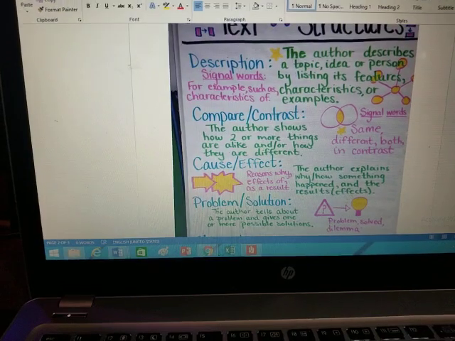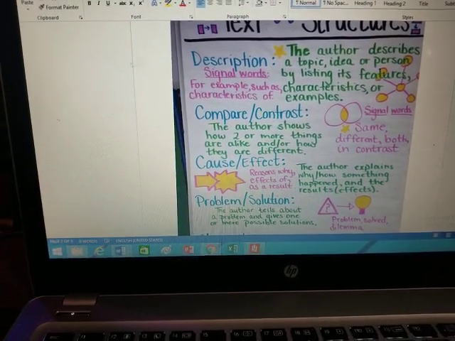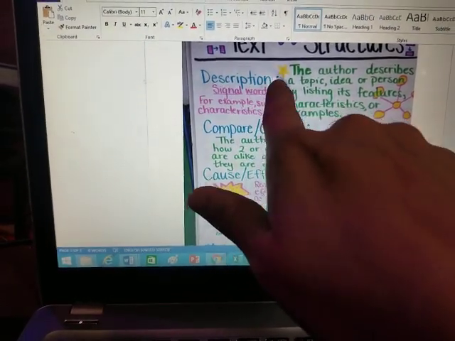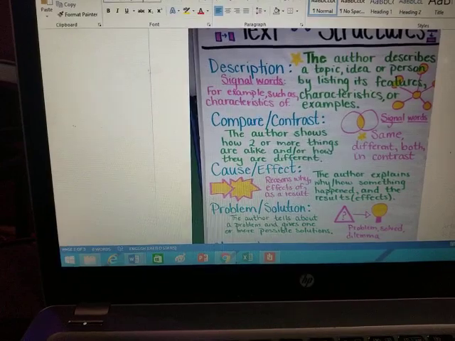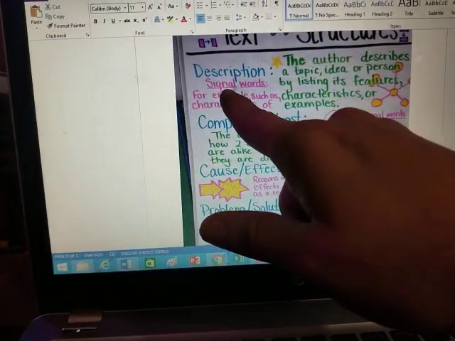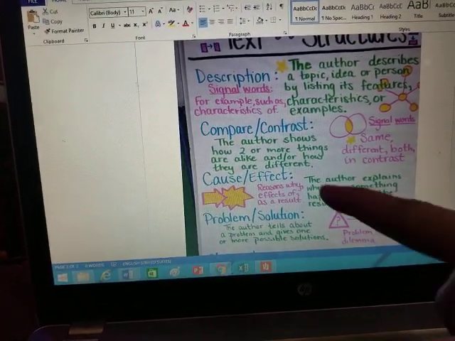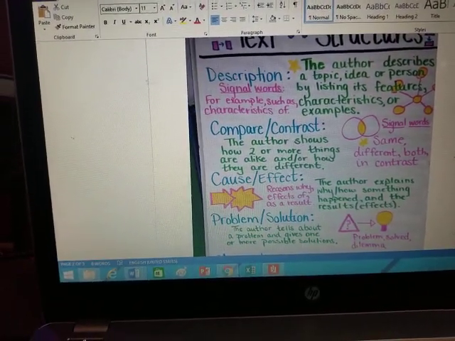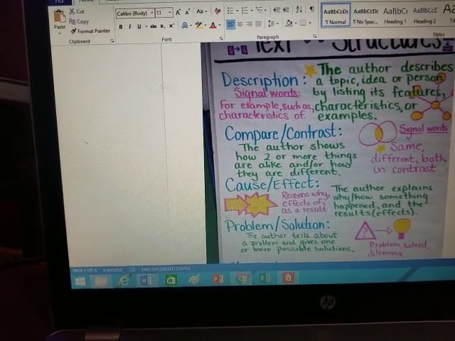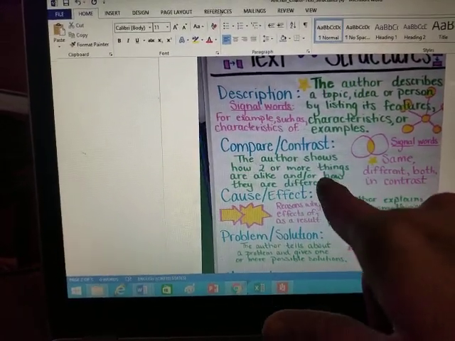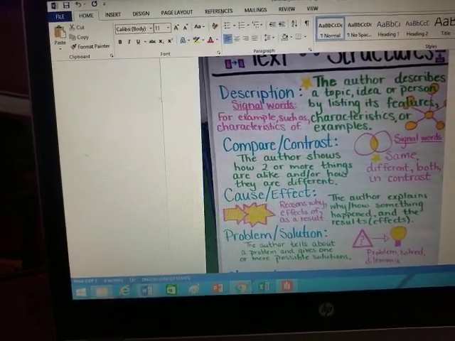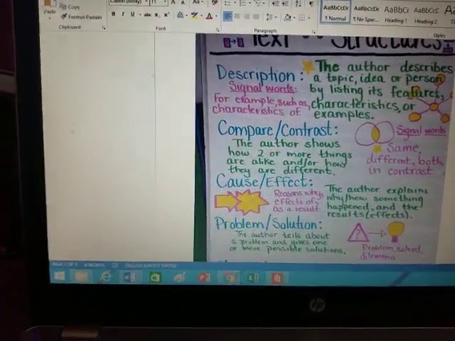Remember, if the author describes a topic or idea by listing features or characteristics, he is using the text structure description. So if he's talking about an apple and he says it's big, red, and juicy, those are adjectives. Those are description. Okay? If the author is talking about a bird versus a lion and how they are the same and how they are different, then the text structure would be compare and contrast because they're talking about the differences between two different animals, but how they're the same too.